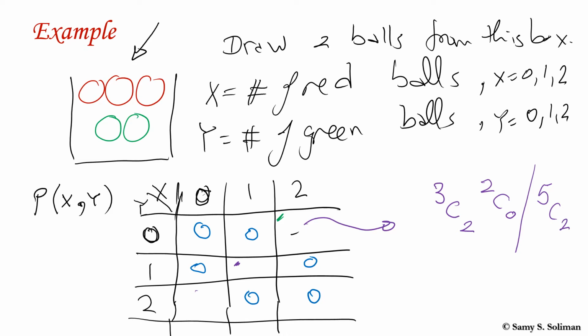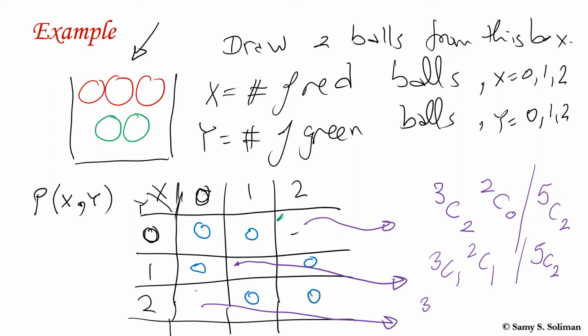Similarly, this probability here will be choosing 1 out of the 3 red balls and choosing 1 out of the 2 green balls, divided by the number of ways we choose 2 out of 5. And finally, this one will be from the 3 red balls we choose 0, and from the 2 green balls we choose 2, divided by the total number of ways, which is 5C2.